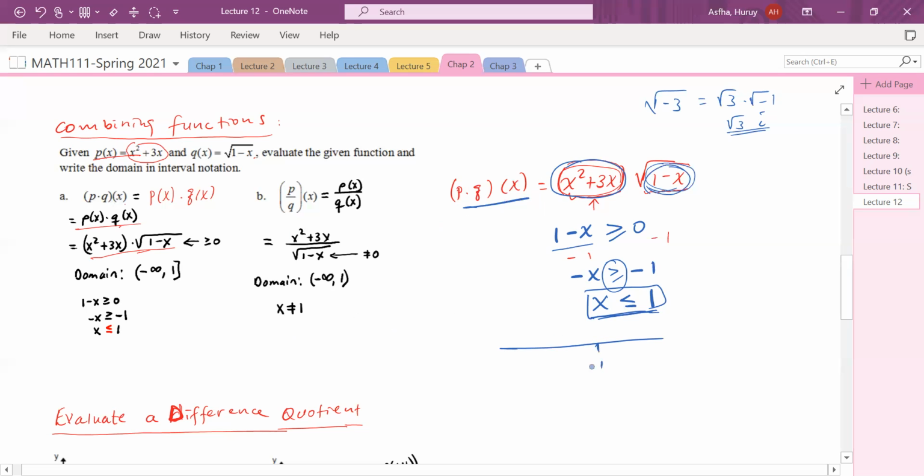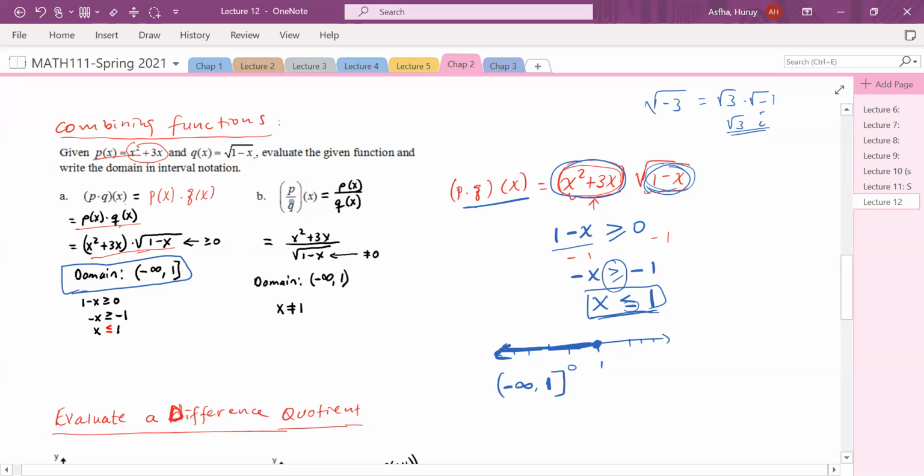To write this in interval notation, here we have 1, 0, and the negative numbers. The domain goes all the way to the left. So how do we write this in interval notation? It is negative infinity to 1. Is the 1 included? Yes, because we have the equal sign, so I put a square bracket. And here is the domain.